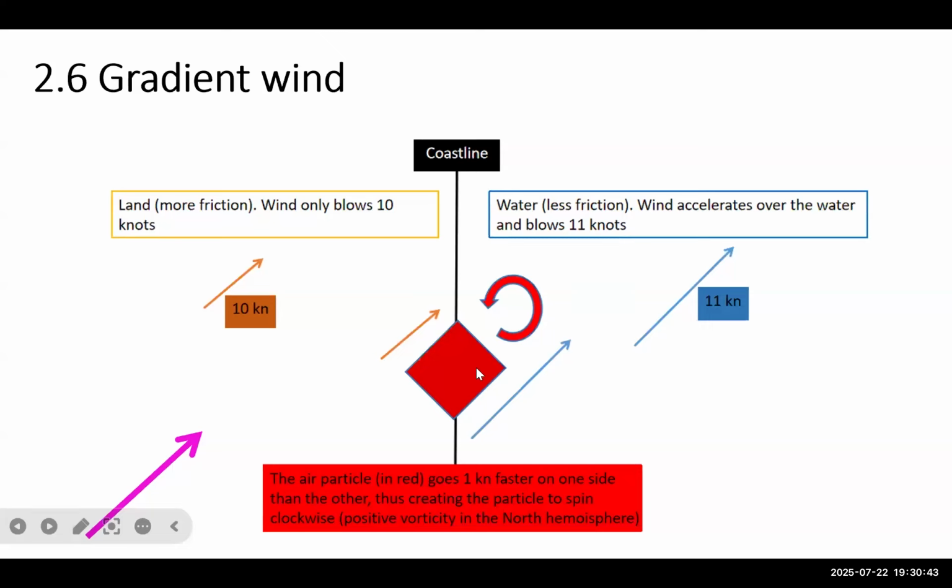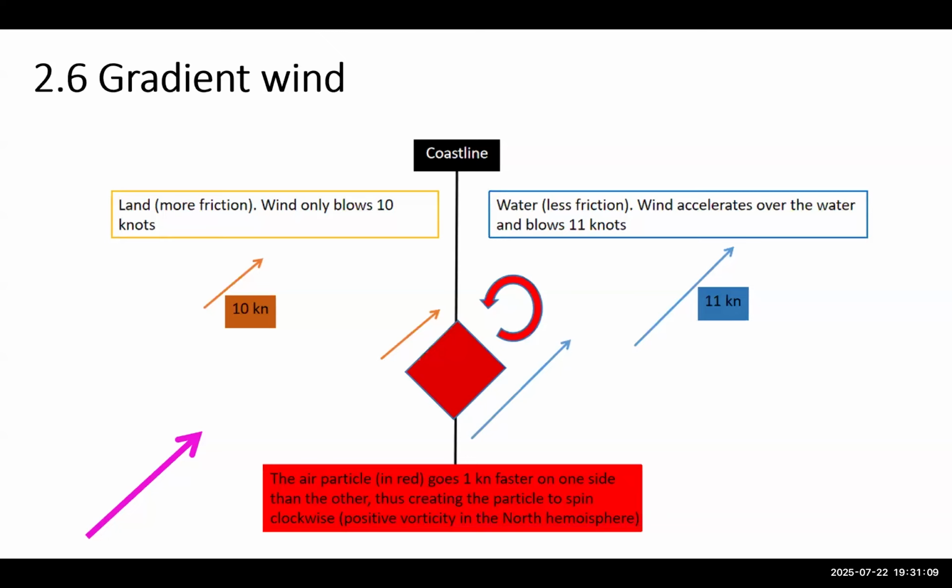So this red square is an air particle right at the coastline. And as you can see, on the left side, it's 10 knots, and on the right side, it's 11 knots. And the consequence is going to make this particle turn, spin. And by spinning clockwise, it creates what we call positive vorticity.